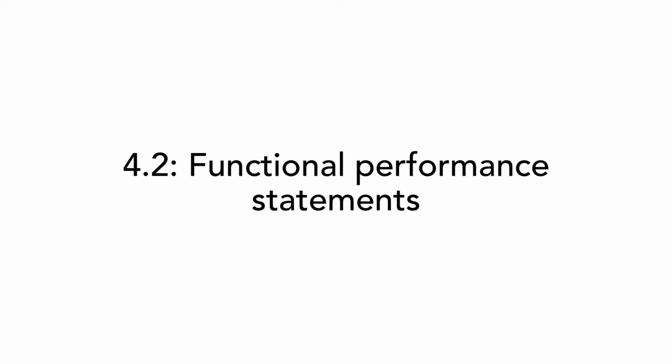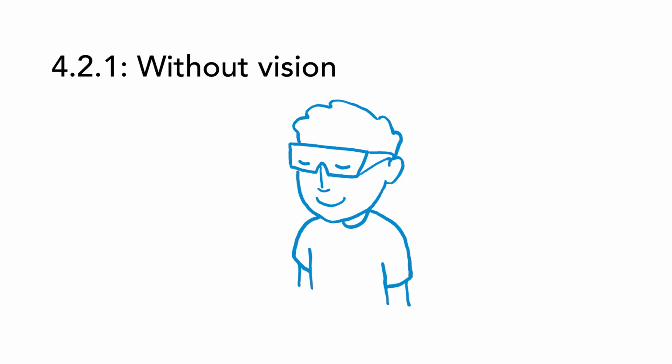4.2 Functional Performance Statements. Subsection 4.2 describes user needs for full functionality and documentation of the product or service, with or without the use of assistive technologies. Let's go through all parts of 4.2. Some users are blind. Therefore, the ICT must be possible to operate without vision. Audio and tactile interfaces can be helpful.